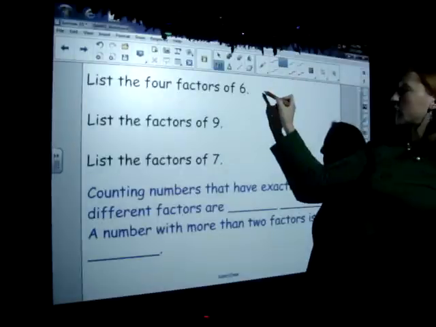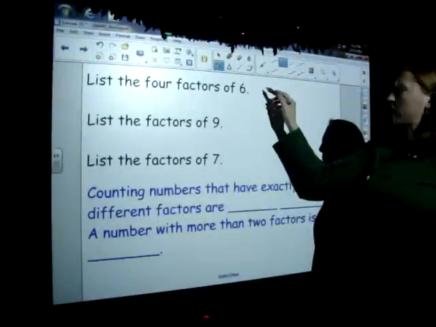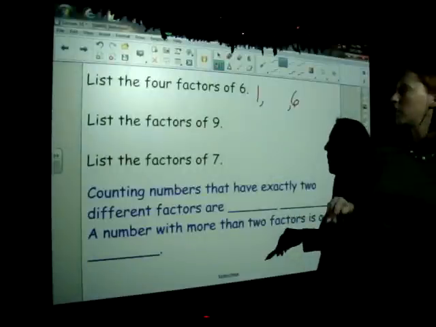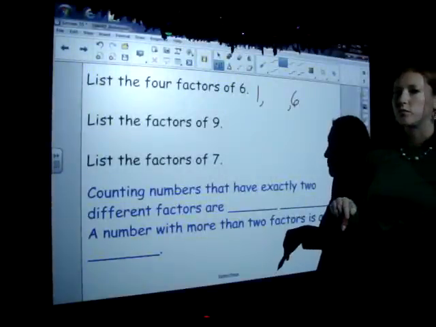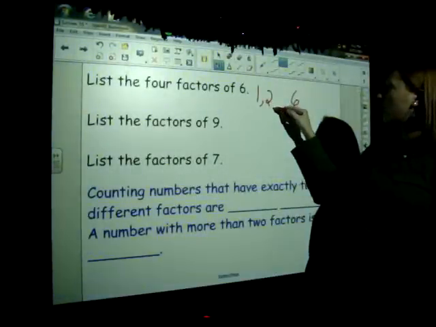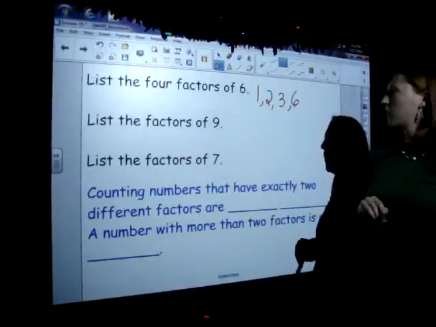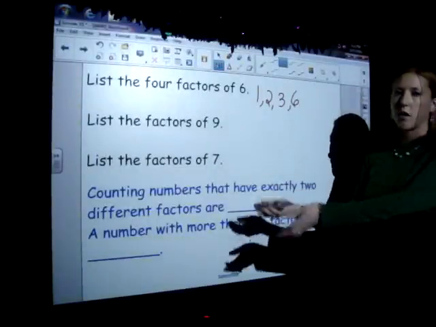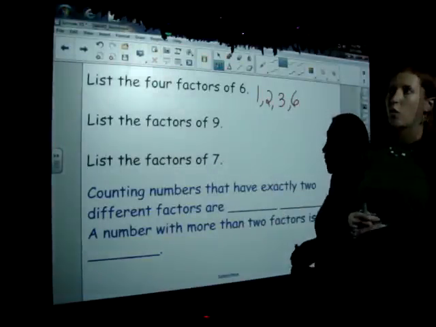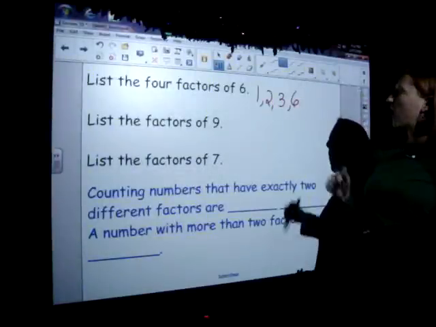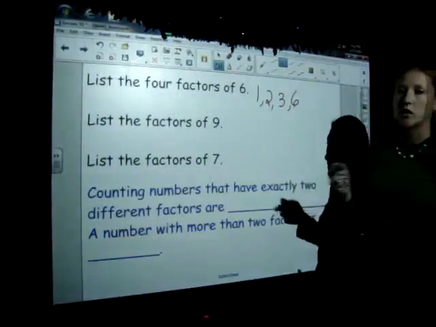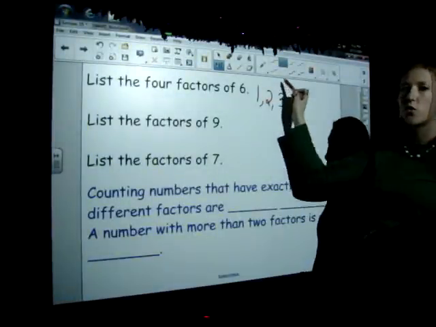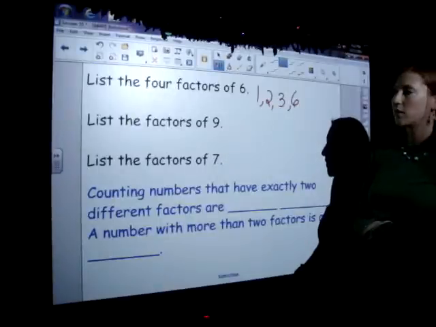Okay, so I have the number 6, and I always start off with 1. That's easy. 1 times 6 is 6. What about 2? Okay, well 2 times 3 is 6. 4, well there's no number 4 times another number to give me 6. Or 5, so then I'm back to 6. 6 times 1, which I've already listed. So these are factors. There's 4 factors for the number 6.